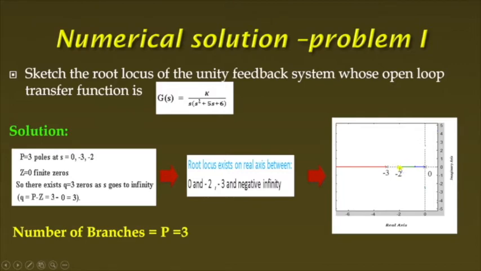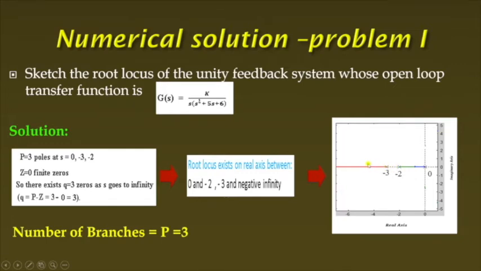Similarly, if we consider any test point between minus 2 and minus 3, then on the right hand side of this test point, the total number of poles is 2, that means even. So there is no root locus on the real axis between minus 2 and minus 3.